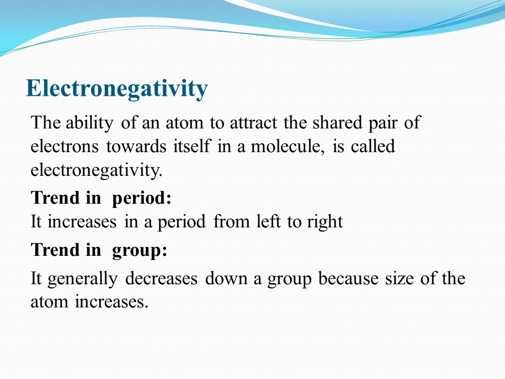Trend in group. It generally decreases down a group because the size of an atom increases. Thus, attraction for the shared pair of electrons weakens.